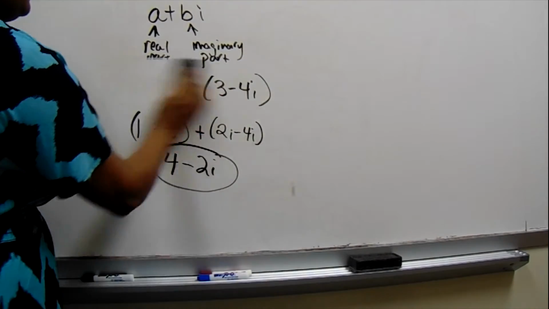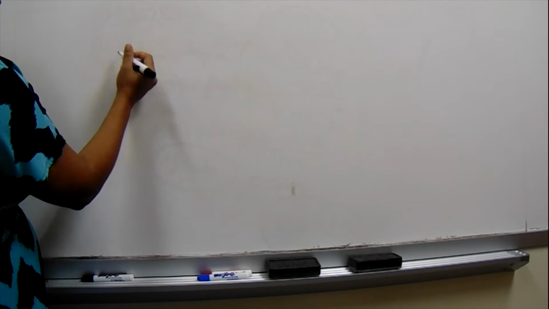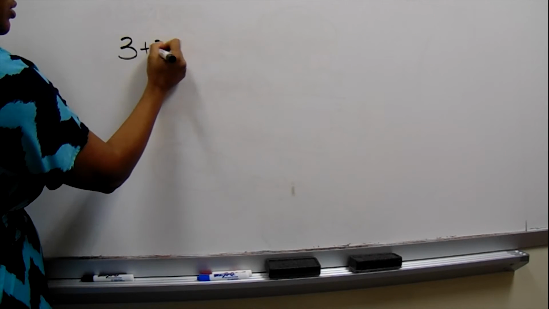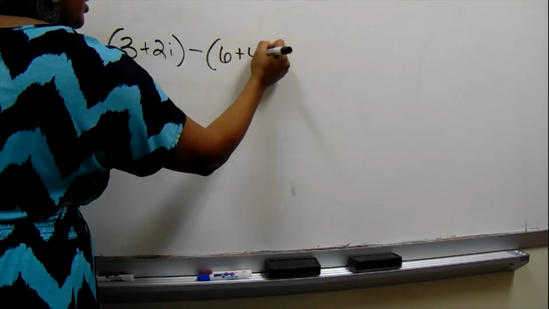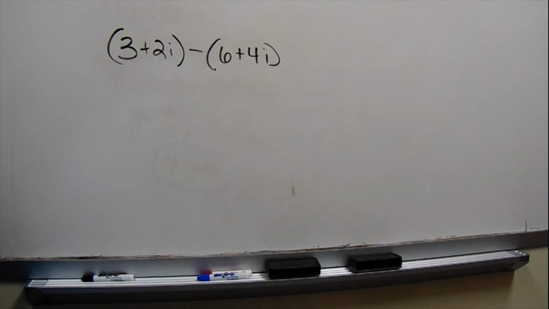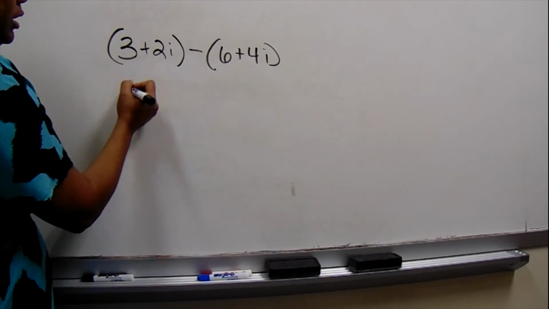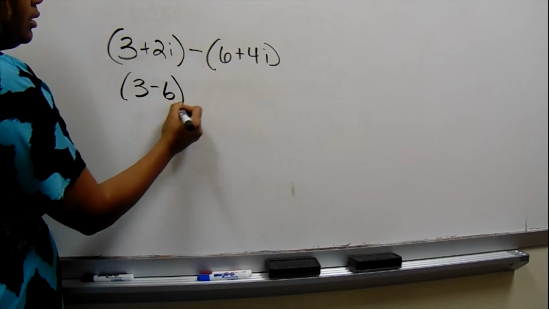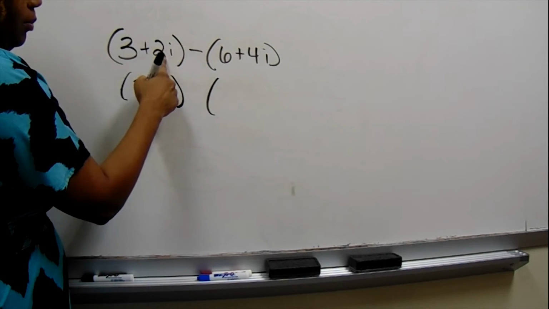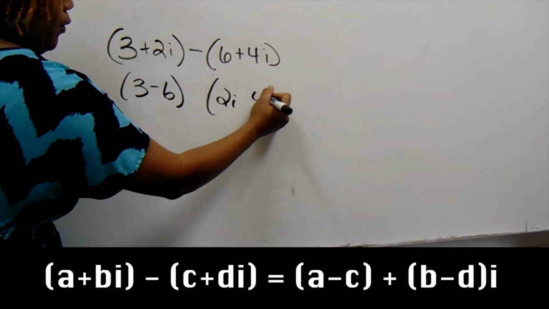So now let's say you wanted to subtract two complex numbers. Say you wanted to subtract 3 plus 2i minus 6 plus 4i. Now there are two ways you can look at this. The first way you could think is, I want to subtract the real parts. So just like with adding, subtract the real part. The real part here is 3, the real part here is 6. And then subtract the imaginary parts. The imaginary part here is 2i, the imaginary part here is 4i.